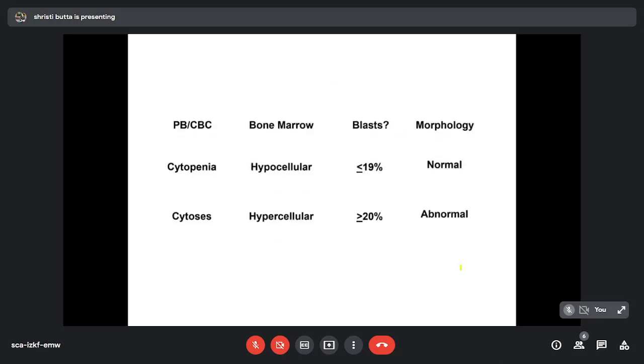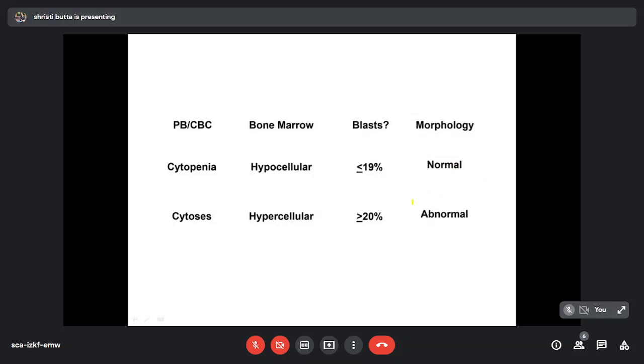Now, this chart is really very important because our seminar would be revolving around it. So just have a careful look. If the peripheral blood shows cytopenia or cytosis, and the bone marrow is either hypocellular or hypercellular, the blasts are either less than or equal to 19% or more than or equal to 20%, and the morphology of the cells is either normal or abnormal.